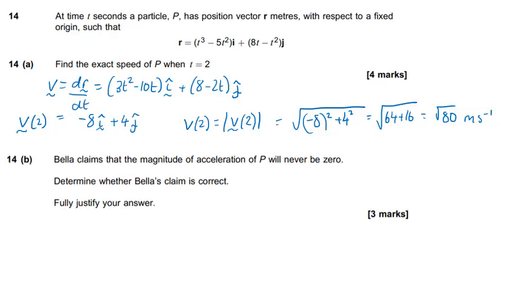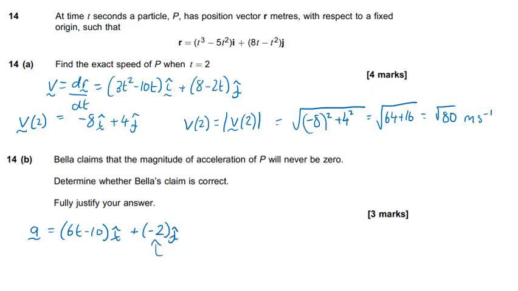Bella claims that the magnitude of acceleration of P will never be 0. Determine whether Bella's claim is correct. Well, let's find out the acceleration. So take my velocity vector that I had before, differentiate it once more. So I'm going to get 6t minus 10 in the i direction plus minus 2 in the j direction.